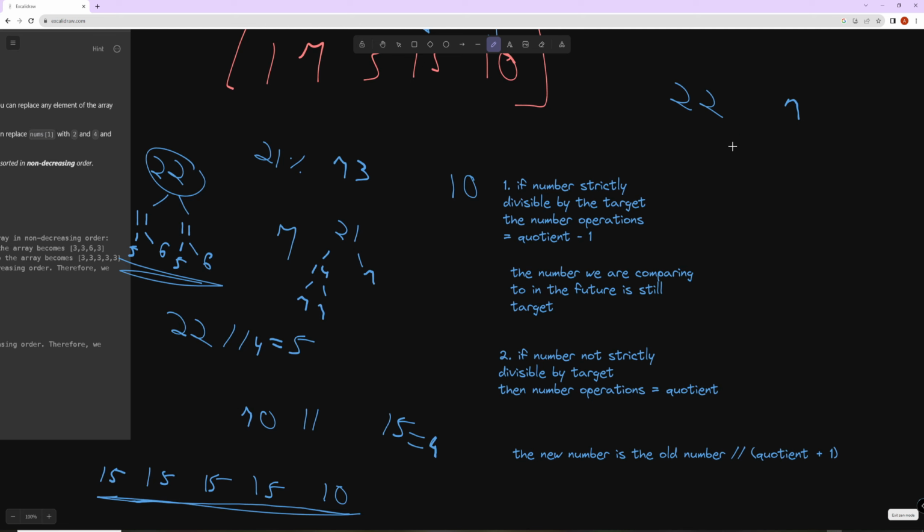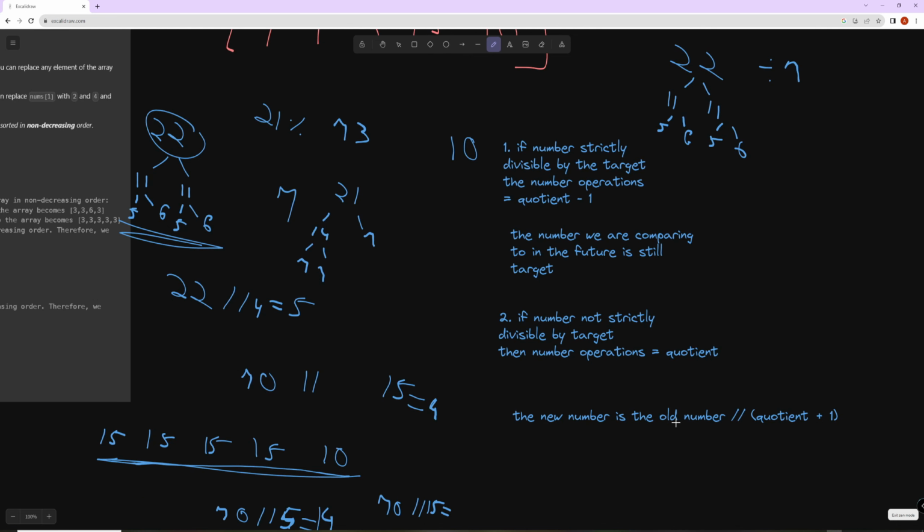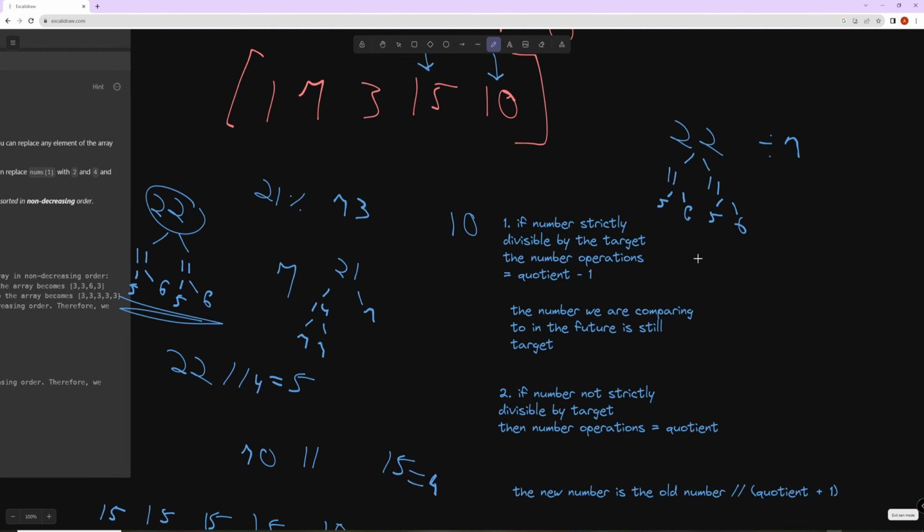Or actually, we can even show it like the suggested way, right? So we would split into 11, 11. That's 1 operation. Then we would go 5, 6, and then 5, 6. So that's 3 operations total, and our quotient is 3. So that part is correct. And then the new number is, like I said, this is the shortcut: the new number is the old number divided by the quotient plus 1. So the quotient is here 3, so it'll be 22 over 4.